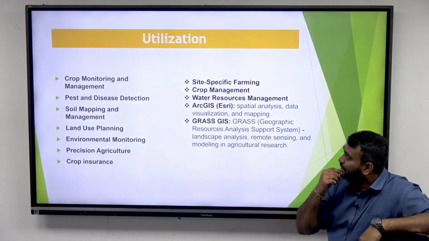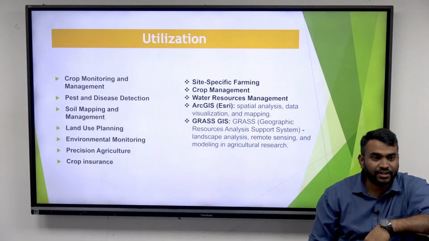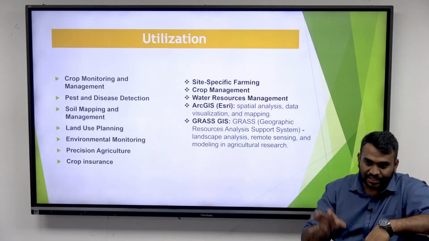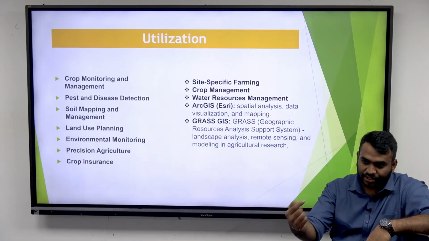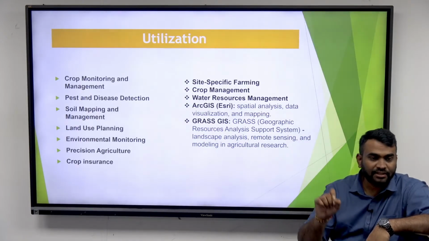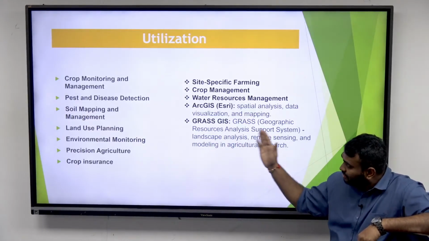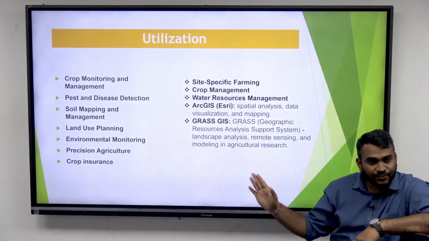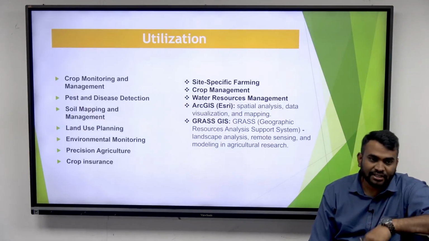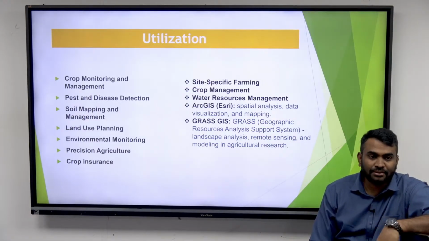Apart from this, site specific farming or site specific nutrient management, how much fertilizer should be adopted, or what the micronutrient deficiency is, that sort of information will be here, right? So do this categorization or differentiation in the answers, then you will get specific marks. If not, you will be losing marks.